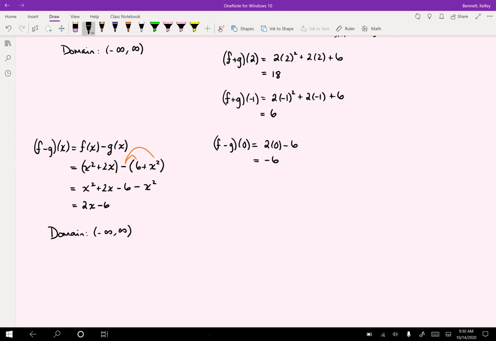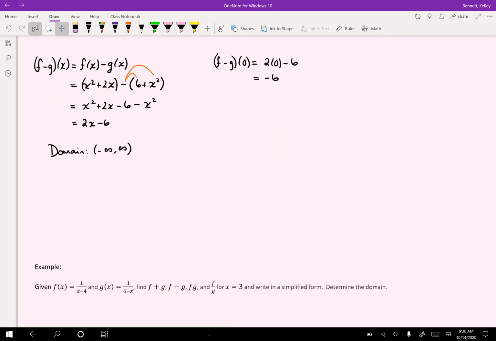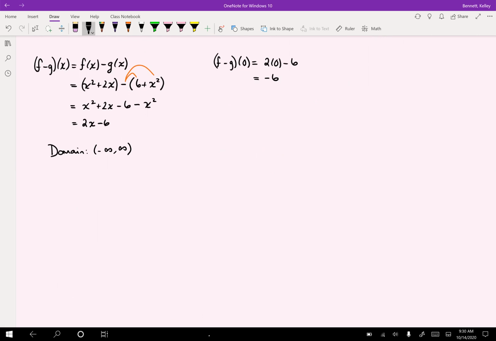So next we're going to look at f times g. So f times g, sometimes just written as fg of x, is equal to x squared plus 2x, that's f of x, and then I'm multiplying that by 6 plus x squared. So here we have to expand this. Probably FOIL would be easiest.